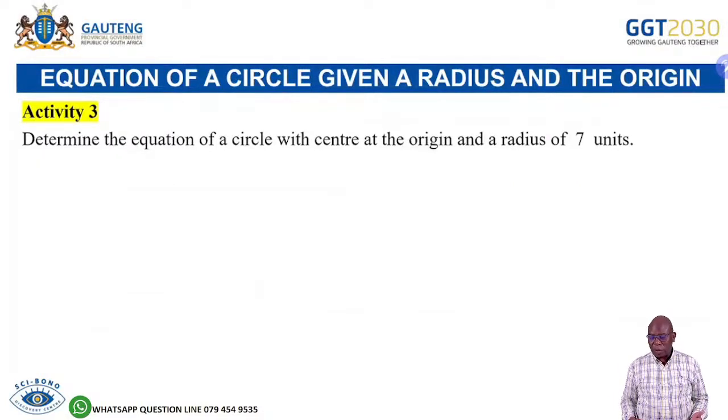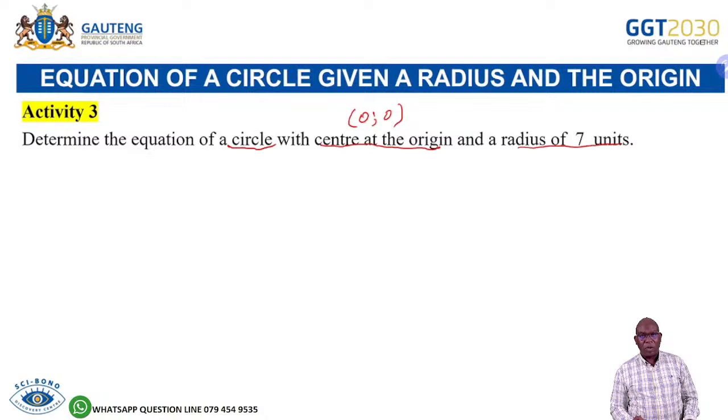Here's a question, no sketch, nothing. What are you given? We know we are working with a circle. The center is at the origin, which means that it is (0, 0). And now we're given the radius of 7 units. So the radius is given now, it's 7 units.